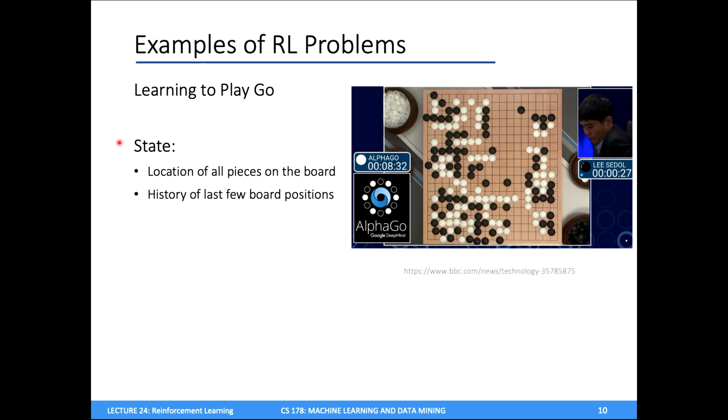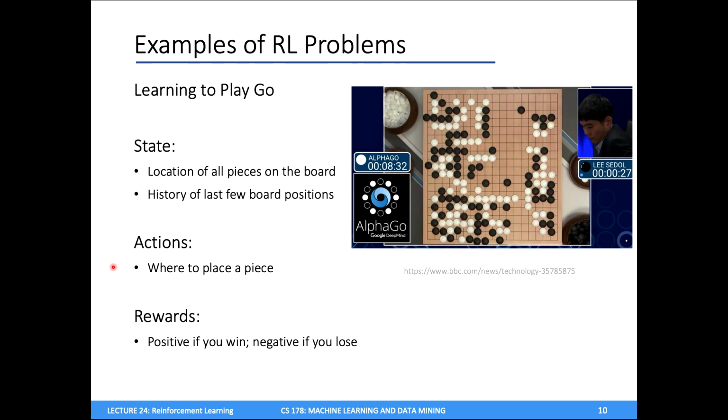So in this type of RL problem, game playing, your state, your internal representation in your agent, might be, say, the location of all the pieces on the board currently, and it might also be, say, the history of the last few board positions. Your actions, of course, are fairly simple. It's just what piece should I place where in the next step. I don't play Go, so I might be saying that wrong. And your rewards here are some positive reward if you win the game and a negative reward if you lose.